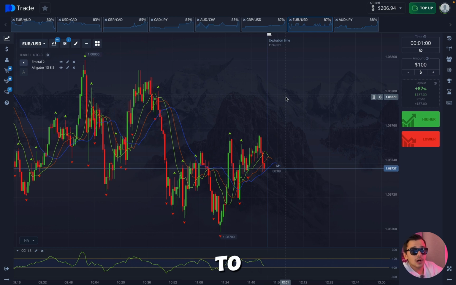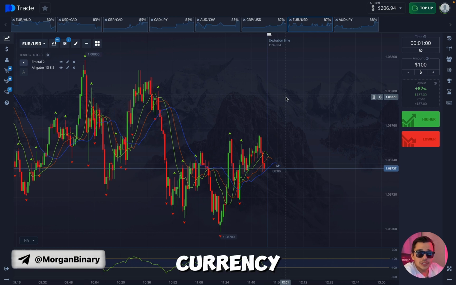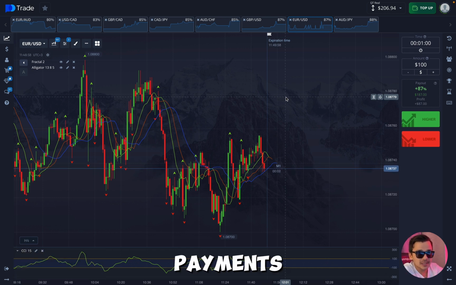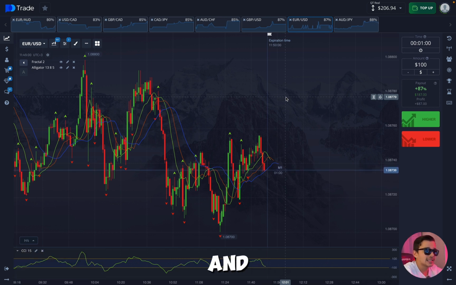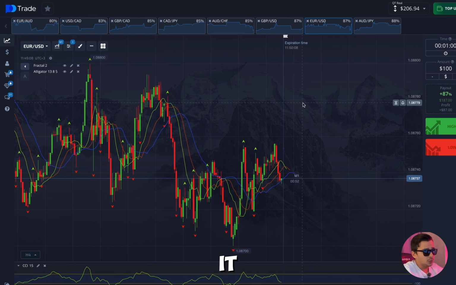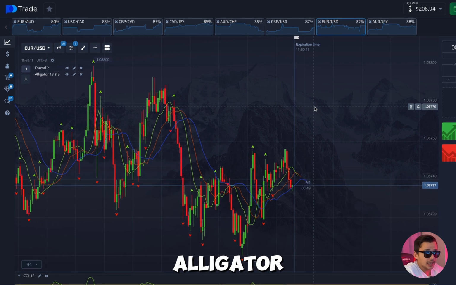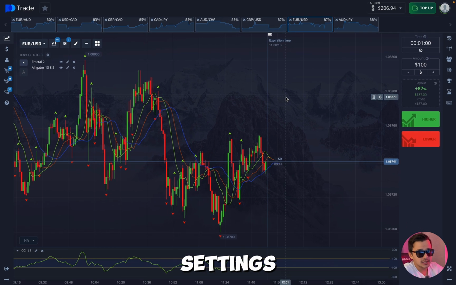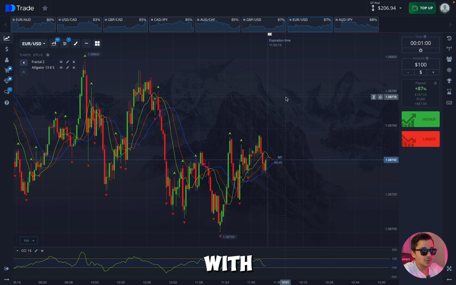So, let's proceed to today's trade. All currency pairs with the most optimal character of movement and interest on payments I have already analyzed and selected. This selection you can see before your eyes. Let's take apart the following indicators for today. It will be Fractal and Alligator with absolutely default settings, and the SSI oscillator with period 15.